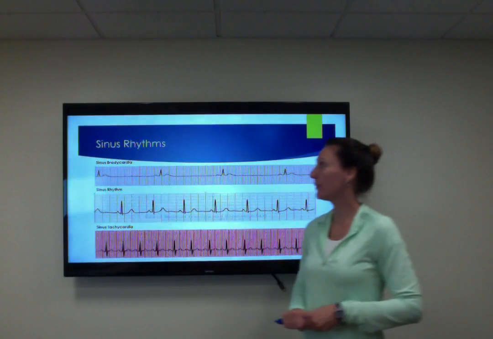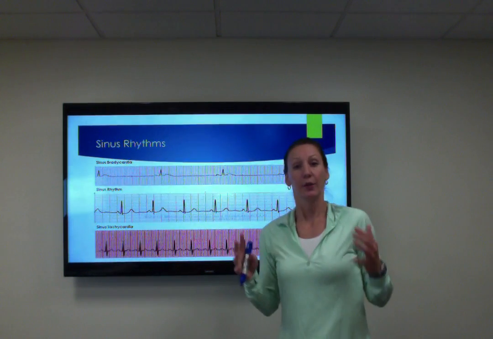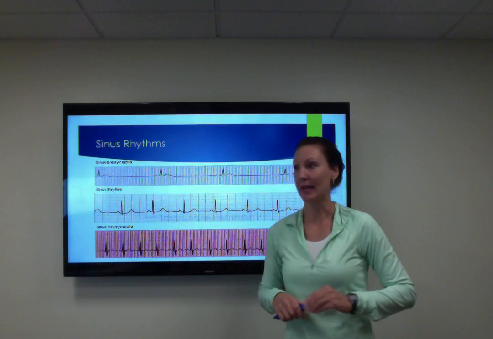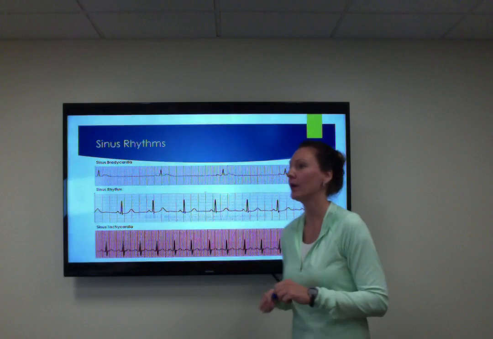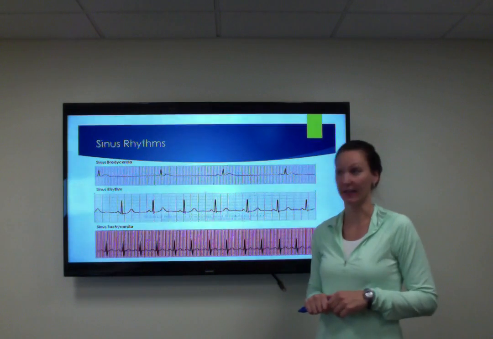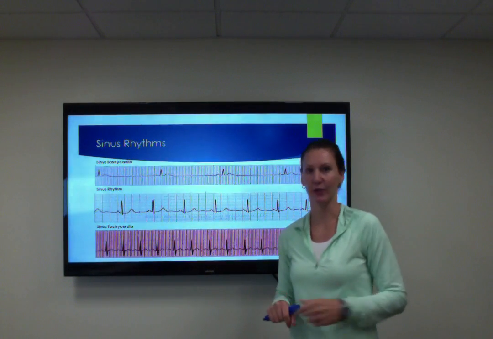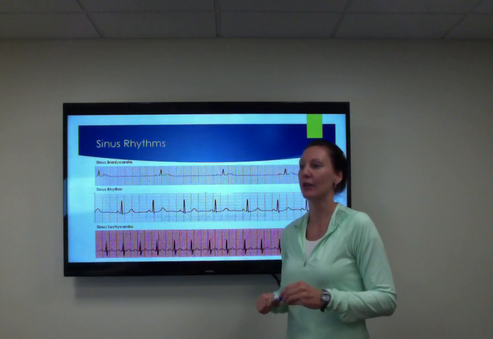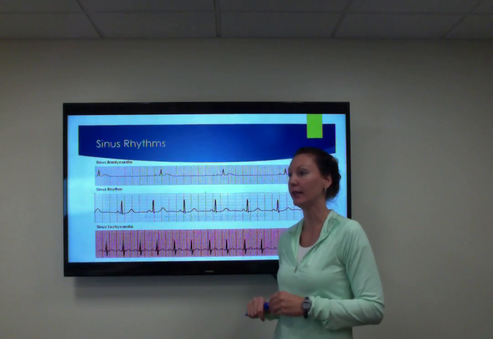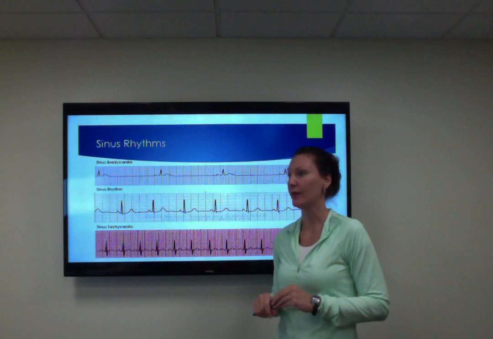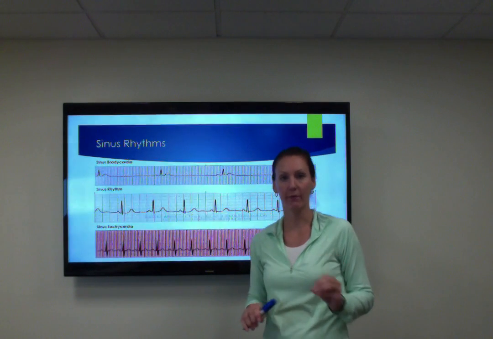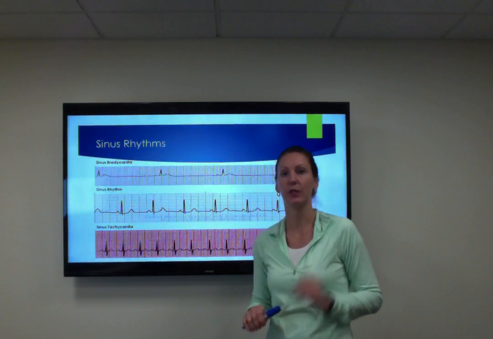So for the rhythms, we're going to start with your good rhythm that you want to see, which is called a sinus rhythm. The sinus rhythm is any cardiac rhythm where the cardiac muscles begin at the SA node, which again is the sinoatrial node. It's characterized by the presence of correctly oriented P waves, which is 0.20 or maybe a little bit less, and a heart rate ranging from 60 to 100.